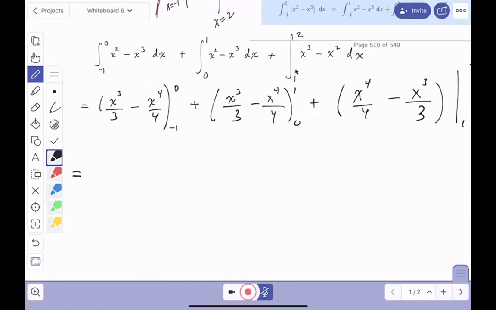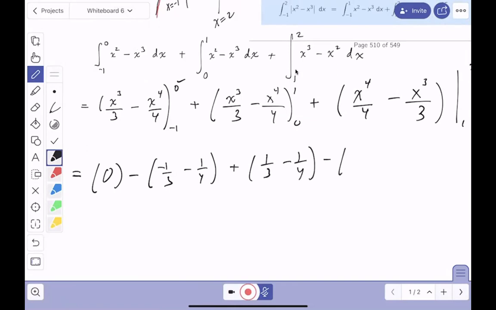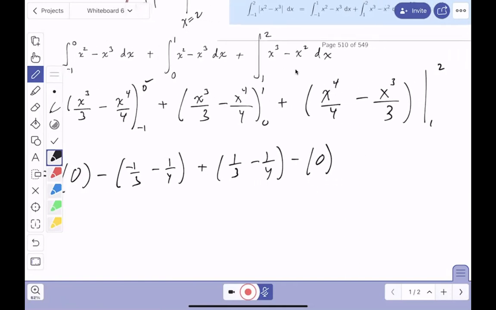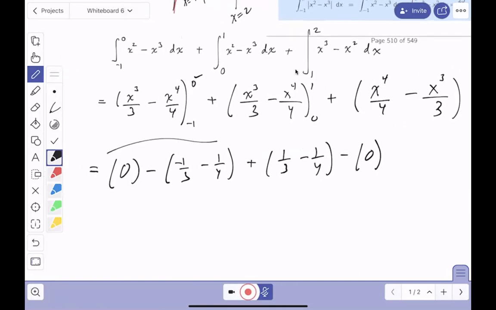So let's put this down. That would be 0, the upper limit, minus the lower limit. That would be -1/3, -1/4. We'll do the arithmetic later. Plus, this would be 1/3, -1/4. That's upper, right? Now I'm going to do lower. Minus, that would be 0, 0. I'll just put 0 there. So this is the first integration. That's the second one. Let's do the third one.